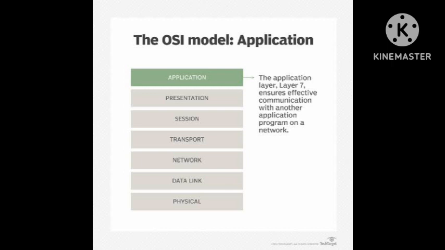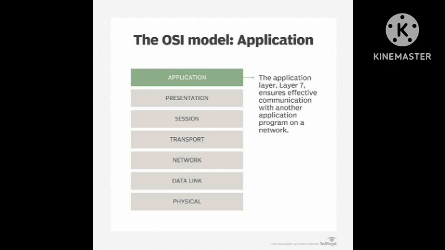A few examples of application layer protocols are the Hypertext Transfer Protocol, or HTTP, File Transfer Protocol, FTP, Post Office Protocol, POP, Simple Mail Transfer Protocol, SMTP, and Domain Name System, DNS.